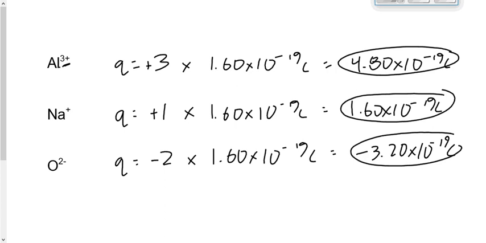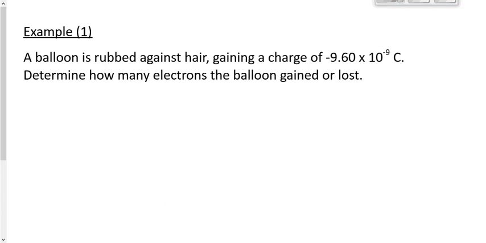Let's take a look at the first example that's in the booklet that I handed out earlier. Example number 1 says a balloon is rubbed against hair, gaining a charge of -9.60 times 10 to the -9 coulombs. By the way, the unit for coulomb is the standard unit, but we often see nC, that stands for nanocoulomb, 10 to the minus 9 coulombs. We often see it written that way because a coulomb is such a big unit that we don't usually have a full coulomb of charge.